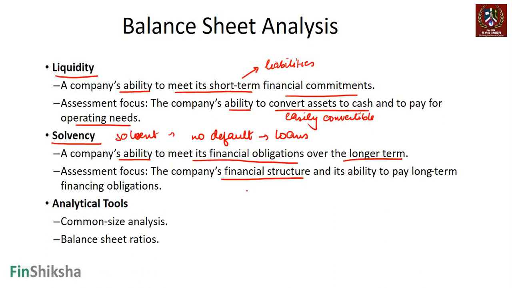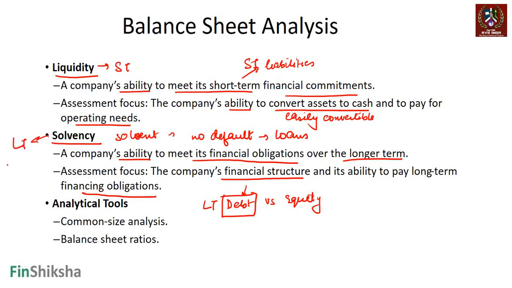You have to find out how much debt the company has versus the equity. So how much of the financing is happening from debt, and its ability to pay those long-term financing obligations. That's what we have to identify. How much money does the company make in order to be able to manage the long-term debt that the company has? So liquidity is basically the short-term game. Solvency is the long-term game.